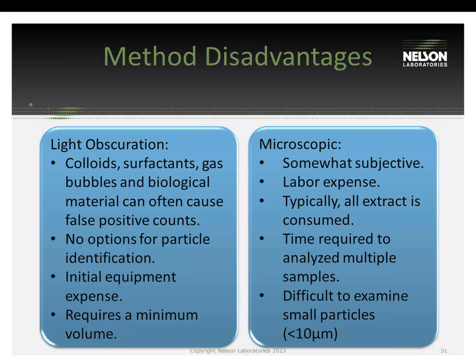Also, in addition to labor, there's the time required to analyze multiple samples. If you had, say, 30 samples and they're relatively dirty at 20 minutes each, that's going to take you all day, whereas with light obscuration, it'd be done in an hour.